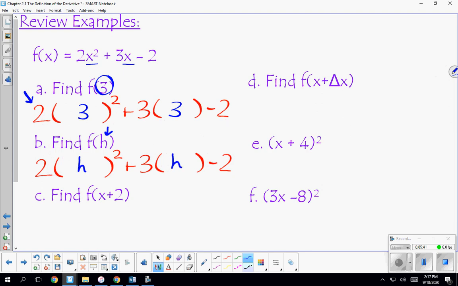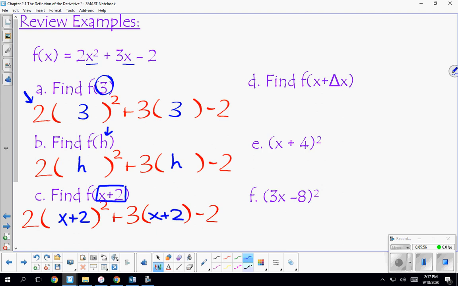I can extend that even further to a binomial. Example C is exactly the same, other than now they're asking me to plug a binomial in for each unknown. And the final example in function notation is what we're actually going to have to do in the definition of the derivative. We're actually going to have to plug in x plus delta x. So we take our function, again, imagine it's like a template, and for each unknown, for each x, we replace it with x plus delta x.